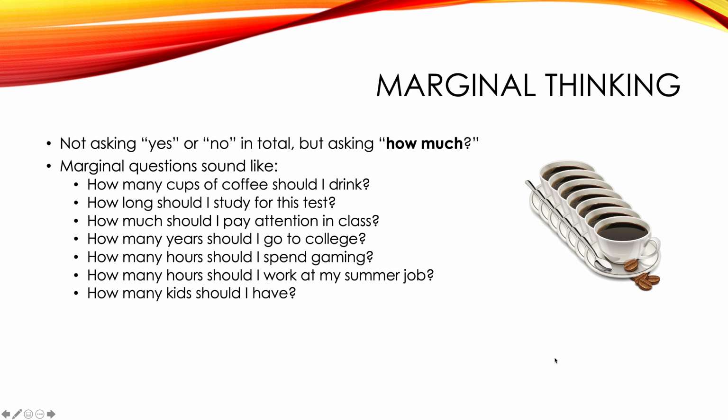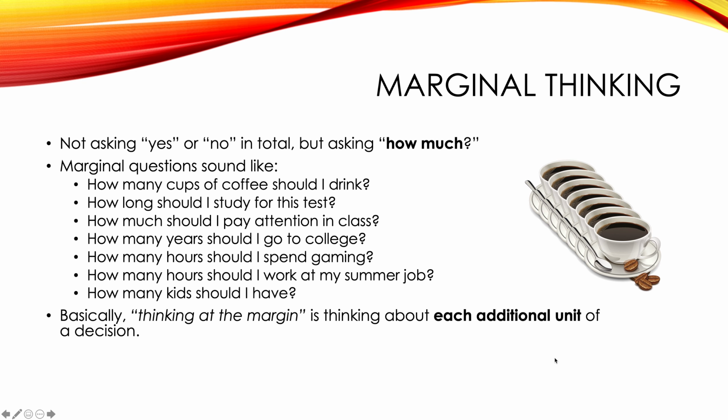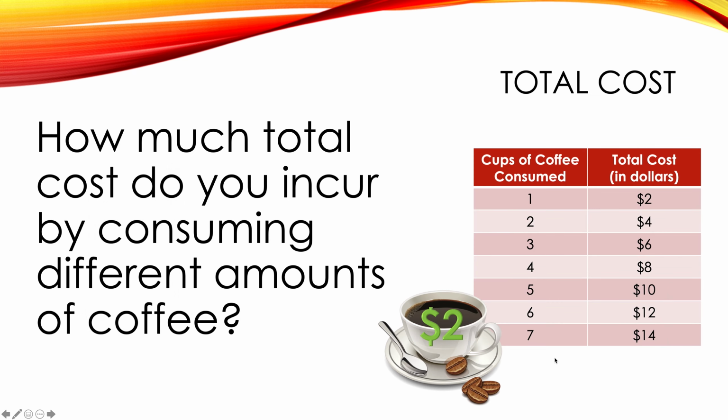First you have to say kids or no kids, but after that, you sometimes have to ask yourself, okay, how many? So thinking at the margin is the expression economists like to use. And this is thinking about each additional unit of a decision rather than the decision in total. And so most life decisions are marginal. How much, how many, not yes or no. And so that's what we're going to look at down the road here.